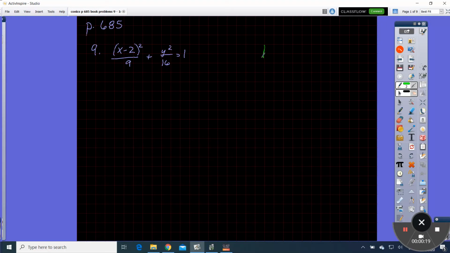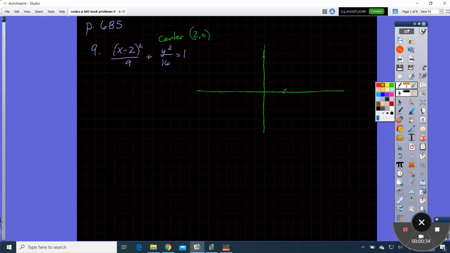So all that I have to do now is draw my XY grid, axis, coordinate grid. My center is going to be at 2, 0. Okay, so I come to my graph. I come over here to 2, 0, put a dot. Square root of 9 is 3. So in the x direction, I go 3, 3. In the y direction, I go 4, 1, 2, 3, 4. 1, 2, 3, 4. I connect those to make an ellipse.